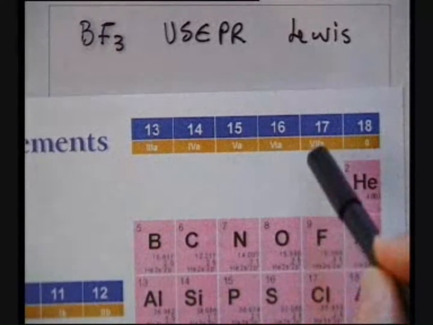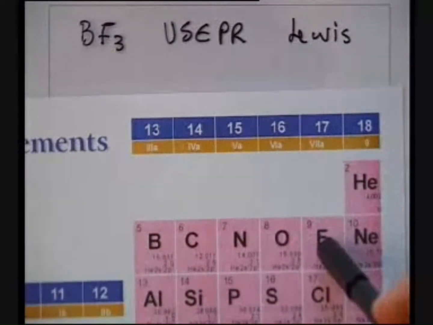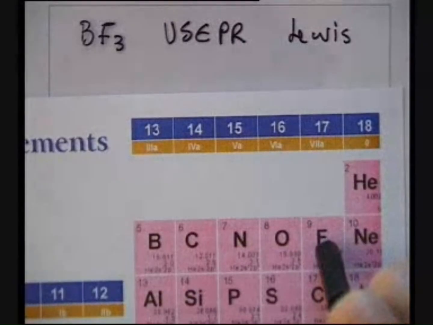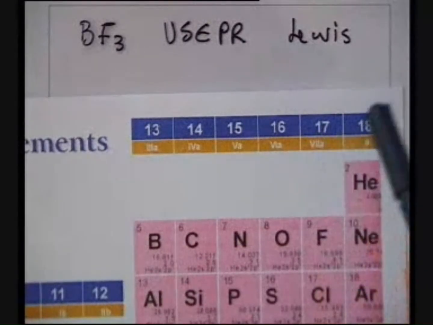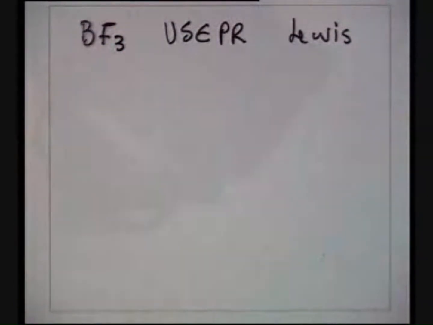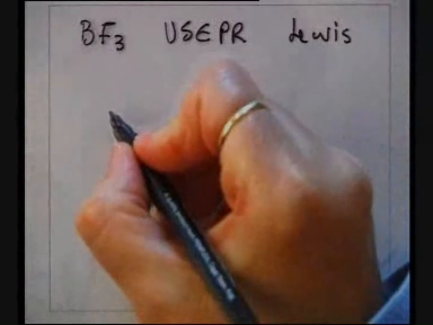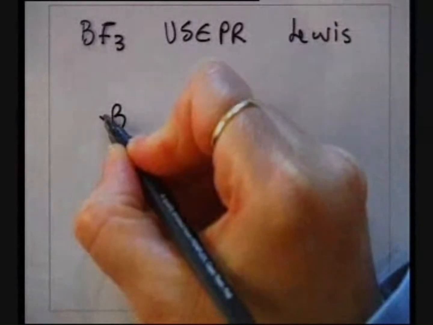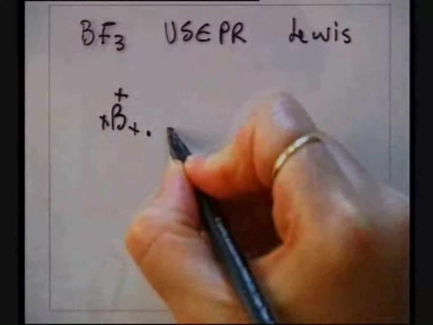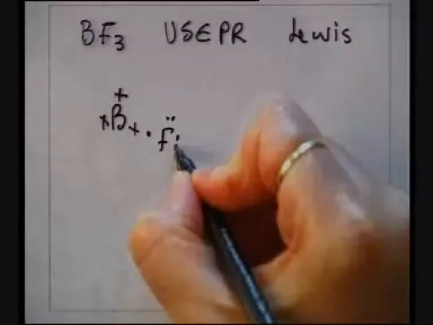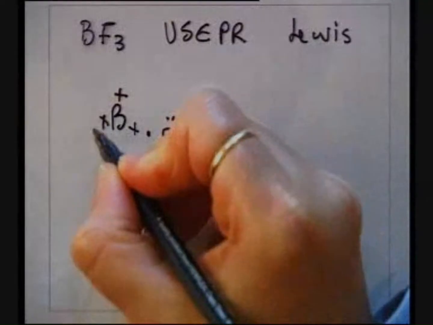The fluorine atom is found in the 7th group and also in the second period of the periodic table. Fluorine therefore has 7 valence electrons that will be used in covalent bond formation. Boron, 3 electrons. The fluorine's 7 valence electrons.